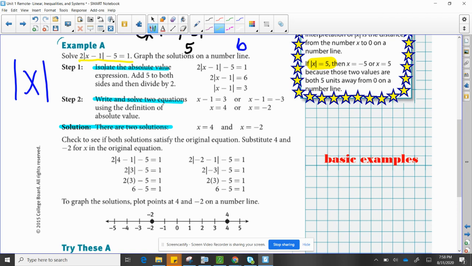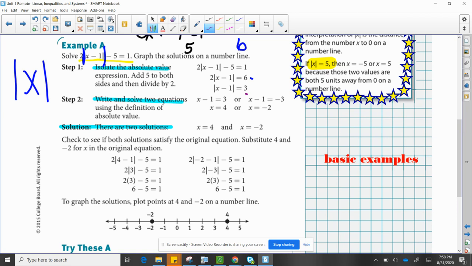But step 1 is to always isolate the absolute value, meaning whatever is in these absolute value bars, we want that by itself first. So if there's anything outside of the absolute value bars, we need to move it over. So as you can see here, they took this -5 and they added it over. That's how they ended up with that 6. Okay. This 2 in front, well, this is 2 times the absolute value. So in order to get rid of multiplication, they divided it out on both sides and got 3.